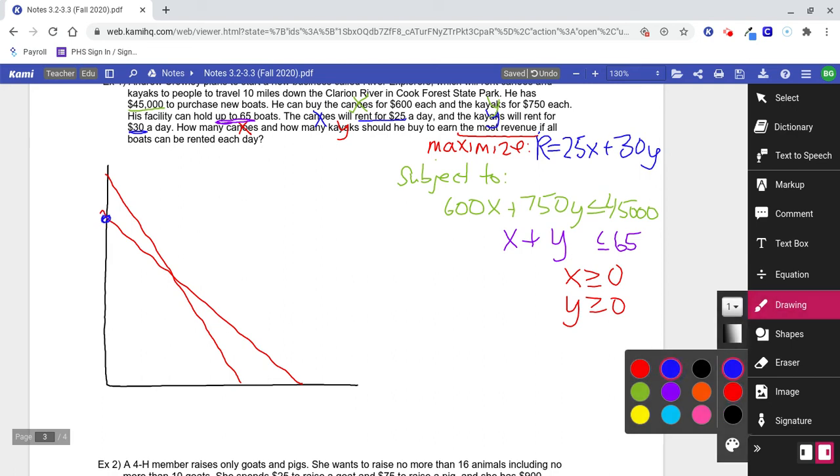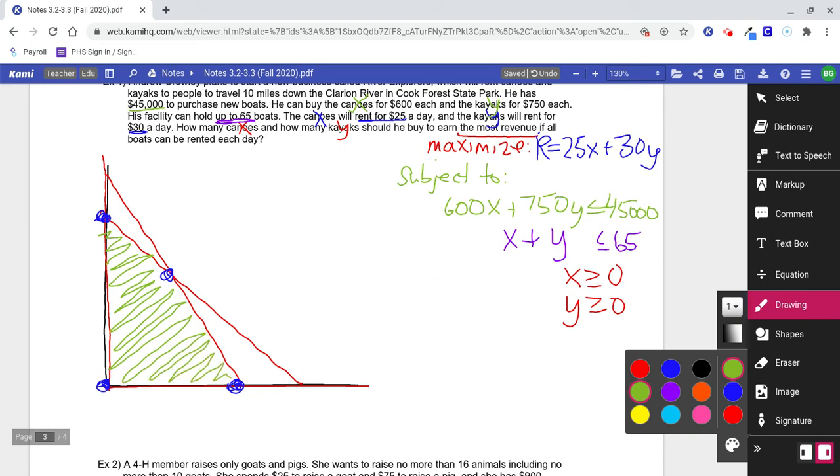I would label the corners. We could do the vertical and the horizontal. You got these corners right here. And don't forget to shade the feasible region. The feasible region is the set of all the points that could possibly be answers. Anything outside of this quadrilateral shape could not possibly work. You've got negative numbers, numbers that are too big, all these numbers that don't work, but inside that colored region are the numbers that work.